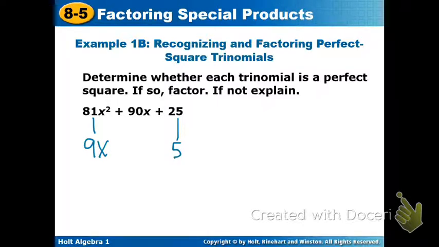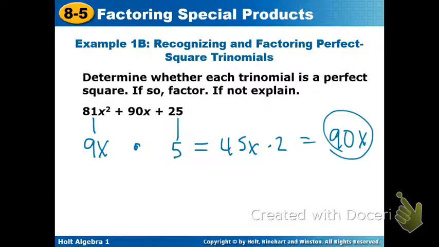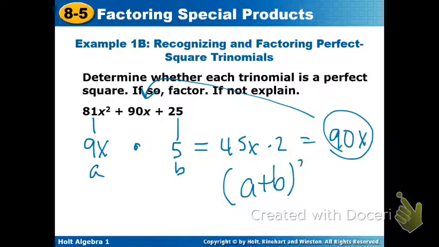Okay, let's go through our pattern. If we multiply those two together, we get 45x, and then if we double it, that would give us 90x. Is that your middle term? Yes, it is. Okay, so we're going to be able to factor this. We know the 9x is the A, we know that the 5 is the B. So that's going to be put into our A plus B squared. And why did I choose plus?